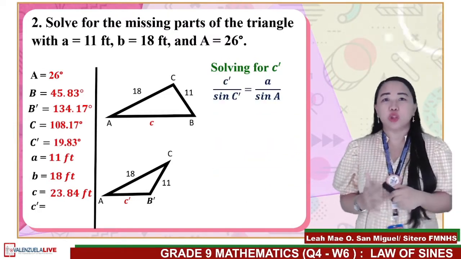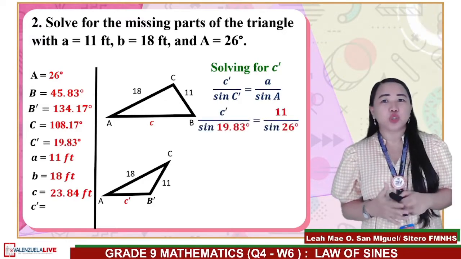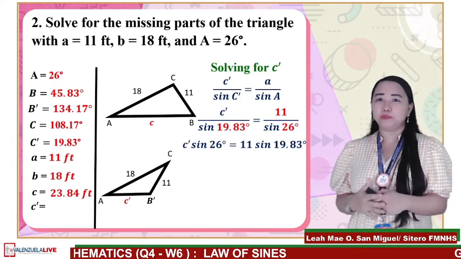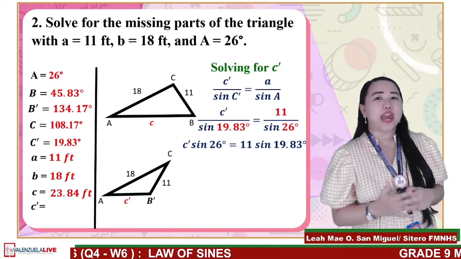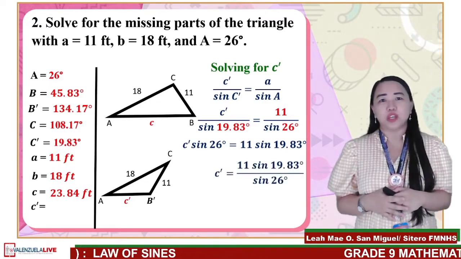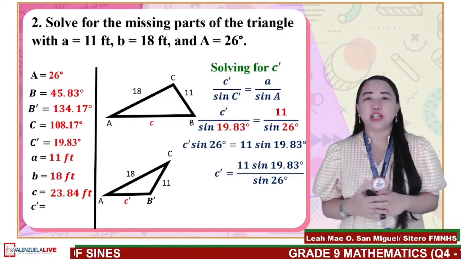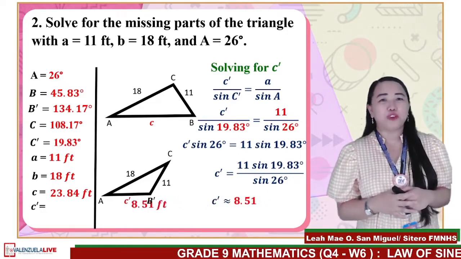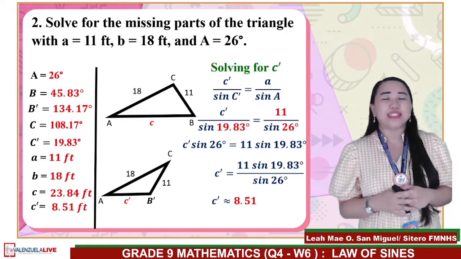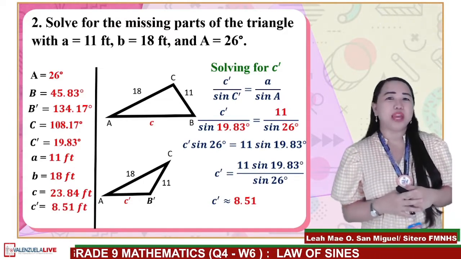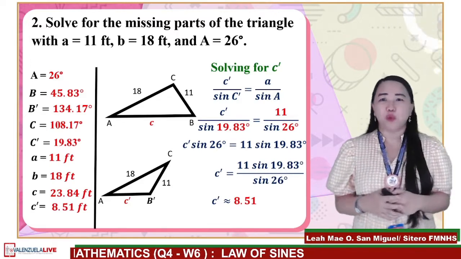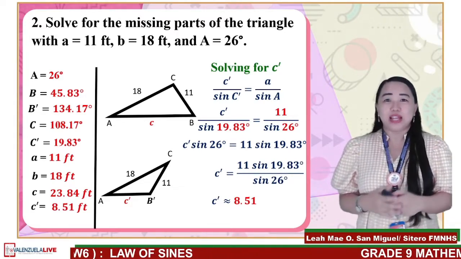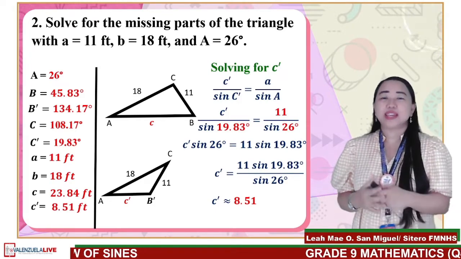Next, for the last missing part, solving the length of c prime. Again, use law of sines, substitute known values, then apply cross multiplication property, divide both sides by sine 26 degrees. Using the scientific calculator, the approximate value is 8.51. Thus, the length of side c prime is 8.51 feet. We are done with the second example. Let us now proceed to the last example.